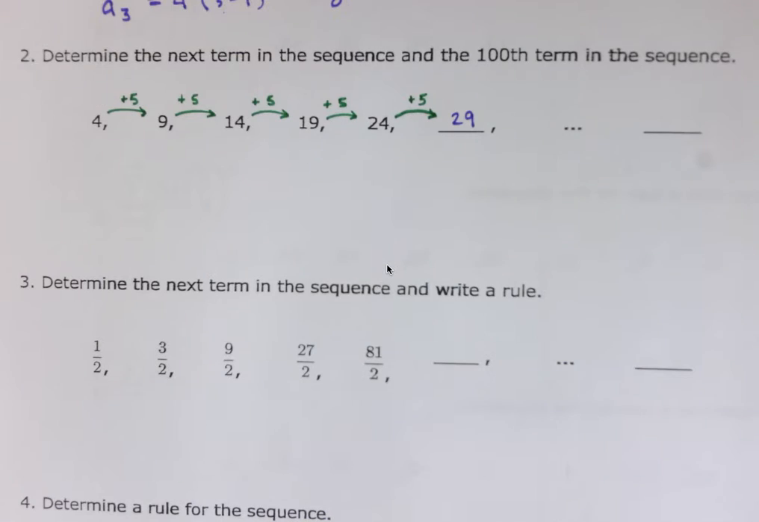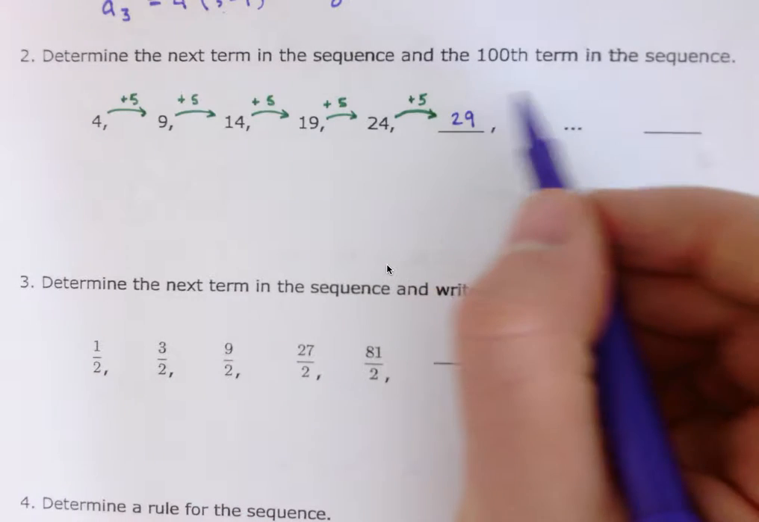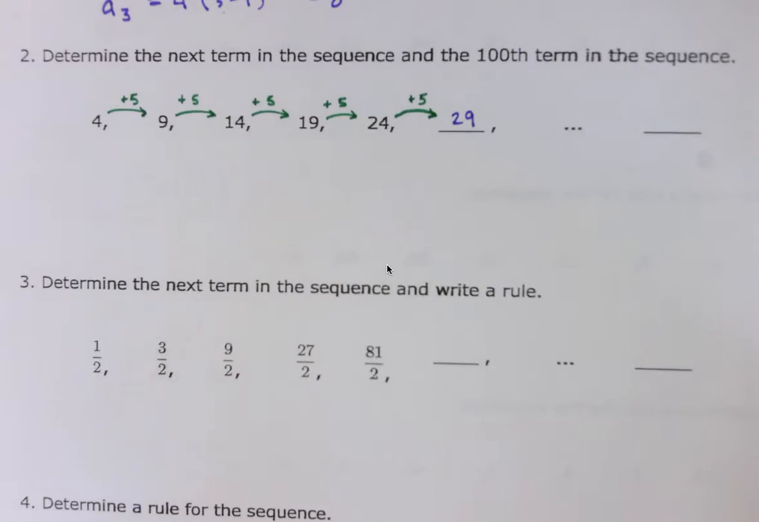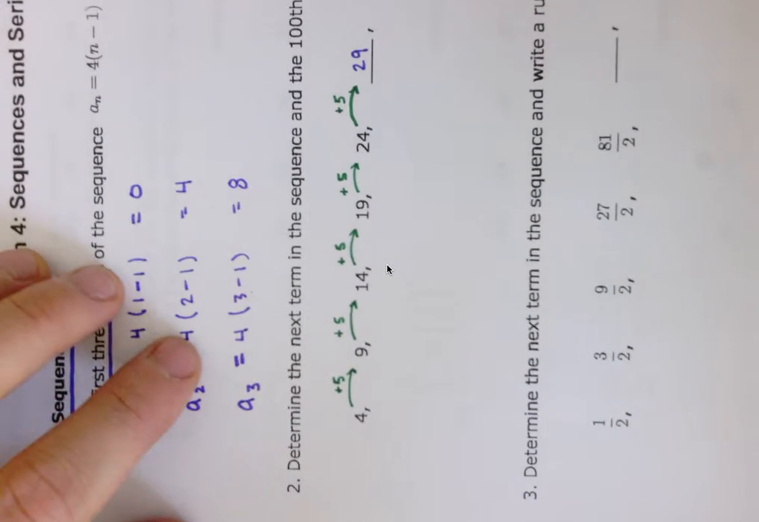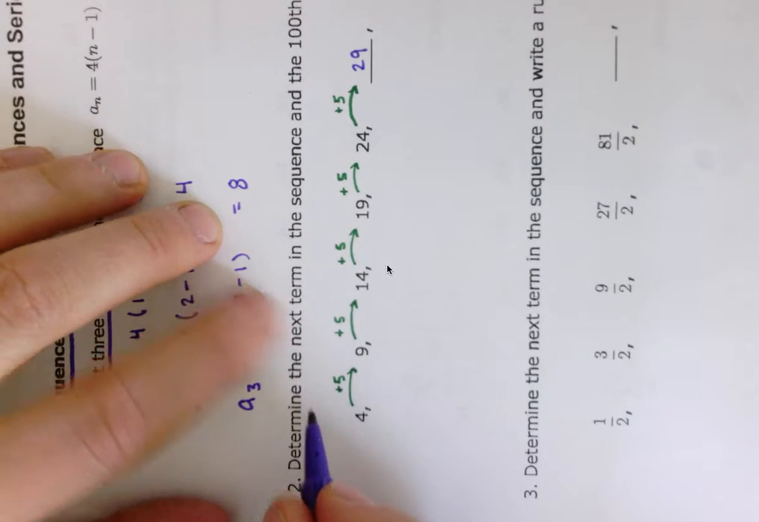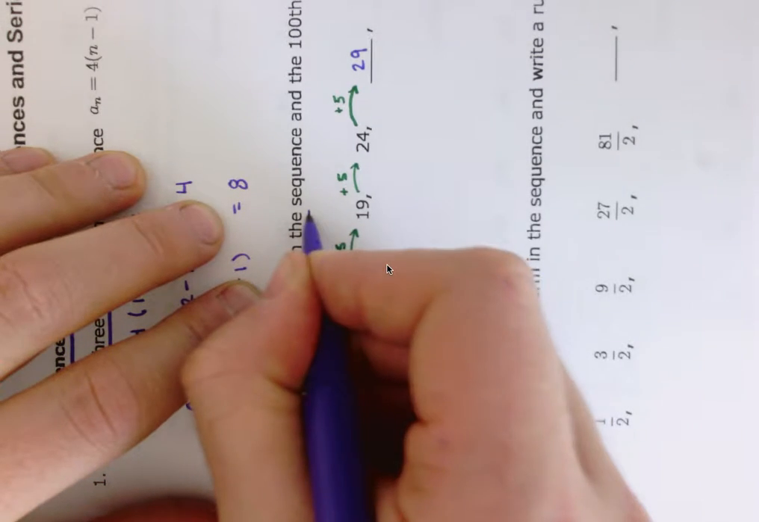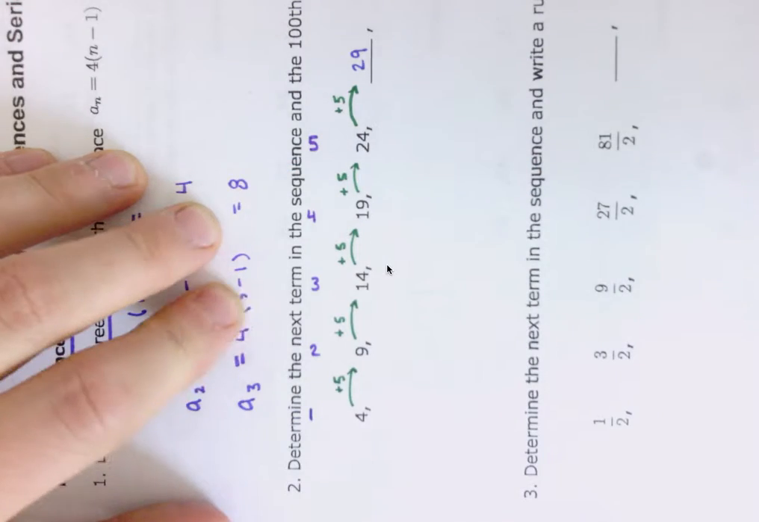Now we need to find the 100th term. And we don't want to have to add 5, add 5, add 5, add 5, add 5. So what we're going to do is write what's called an explicit rule. Here's how you do it. I'm actually going to take the paper, I'm going to turn it this way. You should do the same. And I'm going to list the terms. This is term 1, 2, 3, 4, and 5.